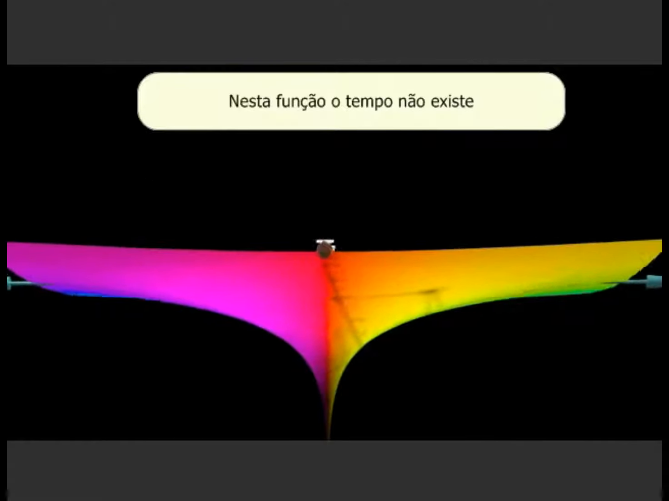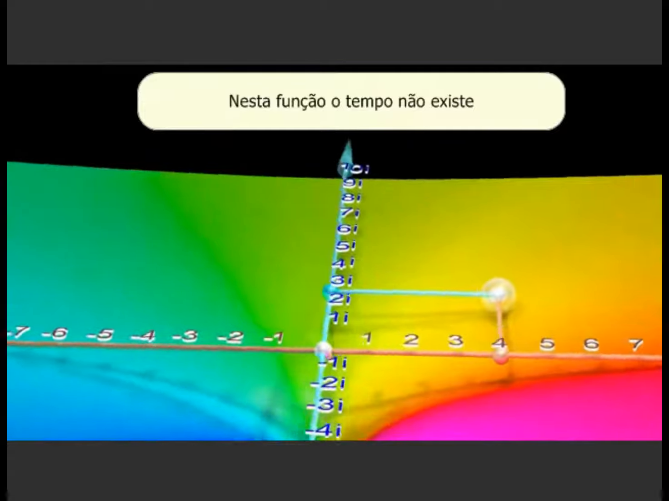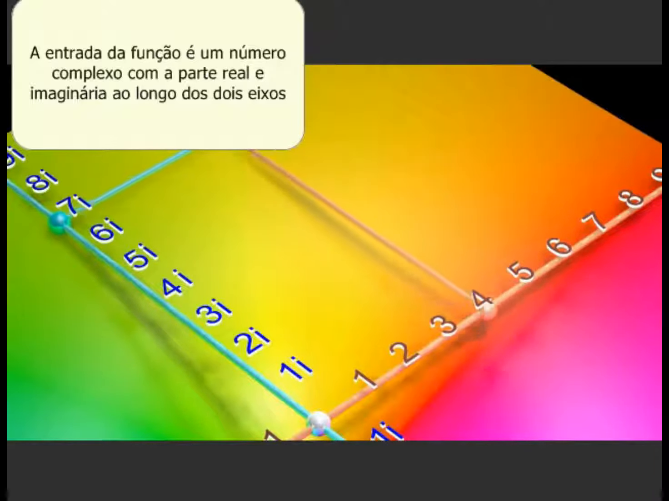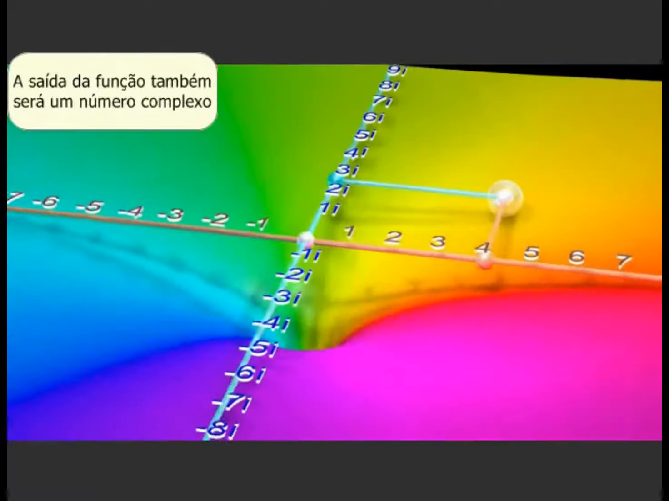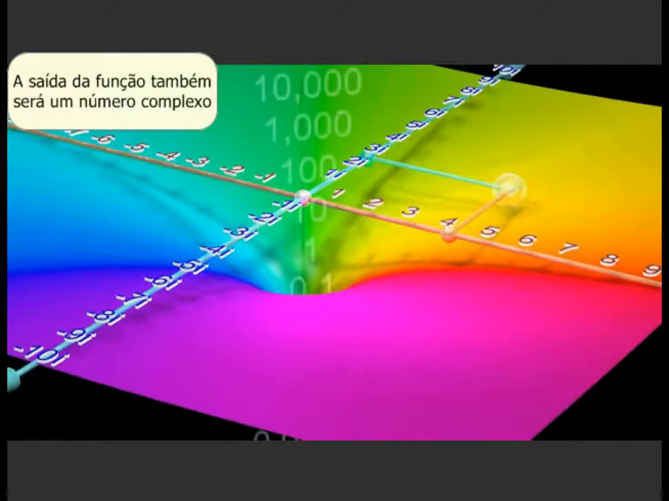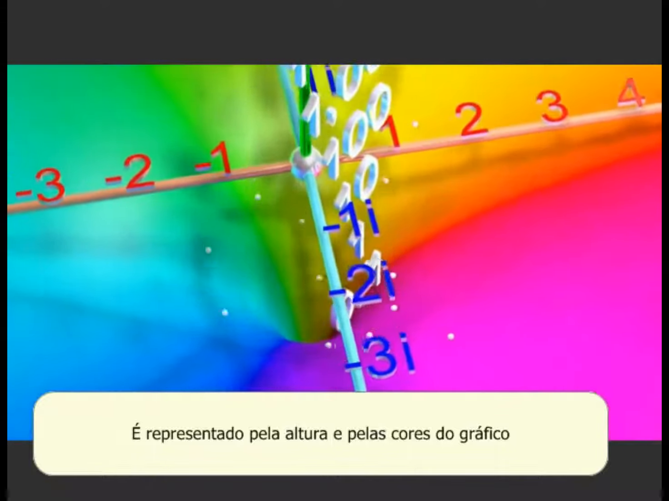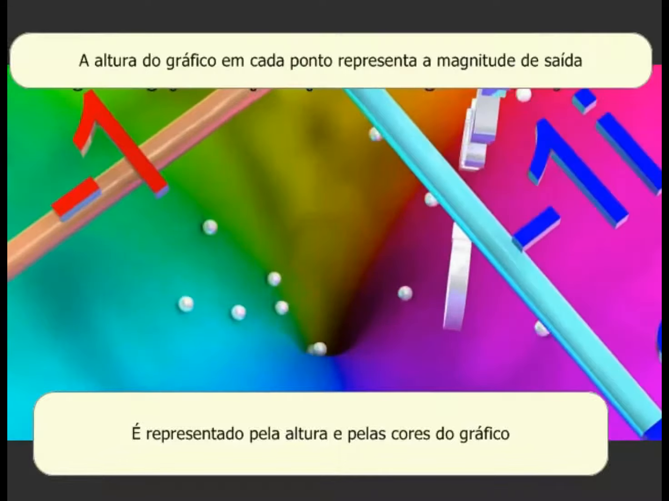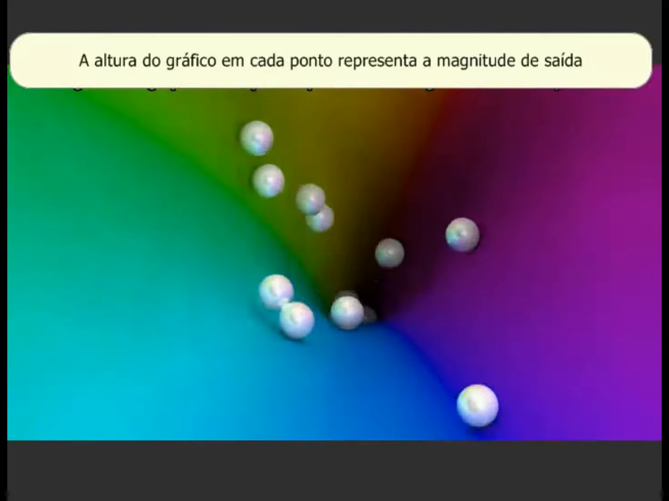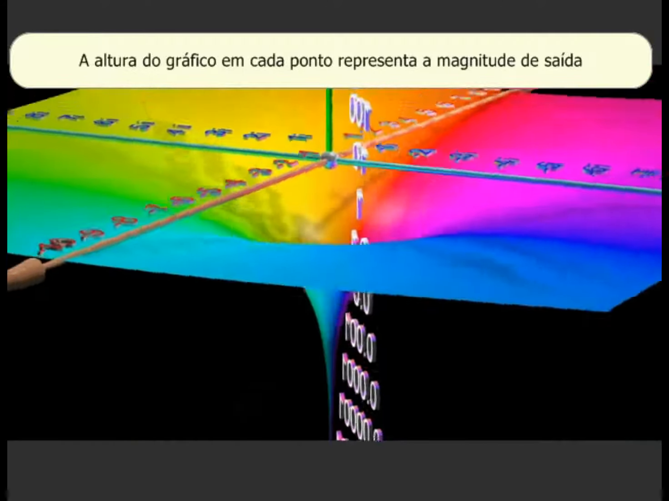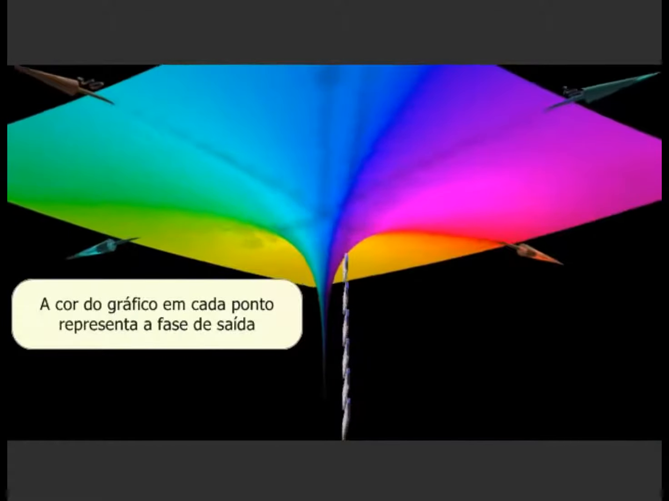In this function, time does not exist. The input to our function is a complex number with the real and imaginary values along the two axes. The output of our function is also a complex number. It's represented by the height and by the color of the graph. The height of the graph at each point represents the magnitude of the output. The color of the graph at each point represents the phase of the output.